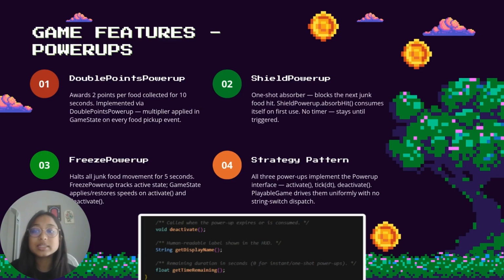For a short period, the players earn more points when collecting healthy food. The second is shield. This blocks the next hit from the junk food, and then it disappears after it's been used. Third is freeze. This temporarily stops the movement of junk food, giving the players a short window to recover. Overall, these power-ups add more variety to the gameplay and give the player more control in difficult situations.